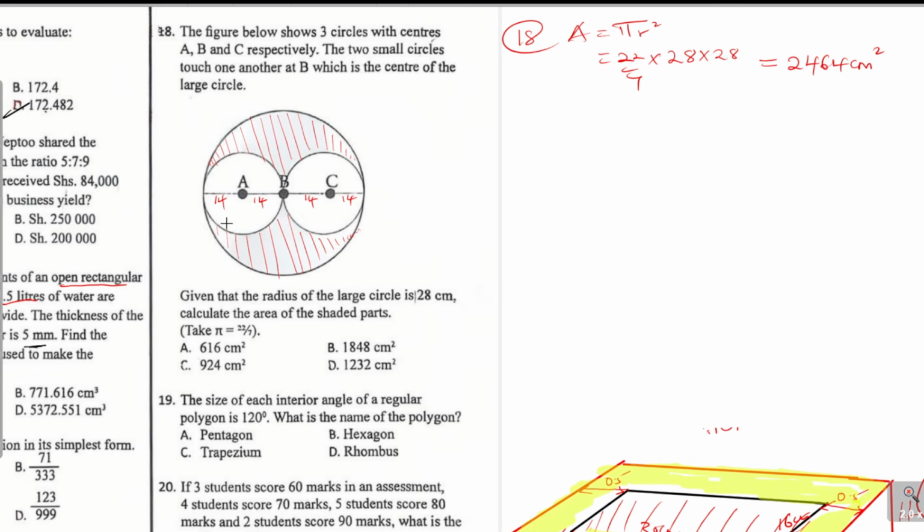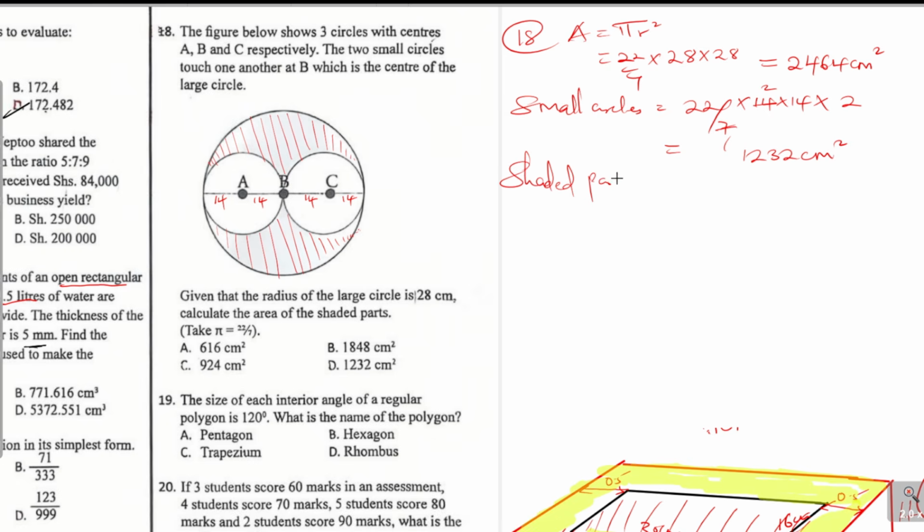So therefore, we get the area. You can see these two circles are similar. They have the same radius. So we get the area of a small circle. The small circle will be pi times the radius, 14 times 14. That is one circle. And then we multiply by 2 because there are two circles. So 2 by 7, 1 by 7, 2. And when you multiply, this one will give 1232 centimeters squared.